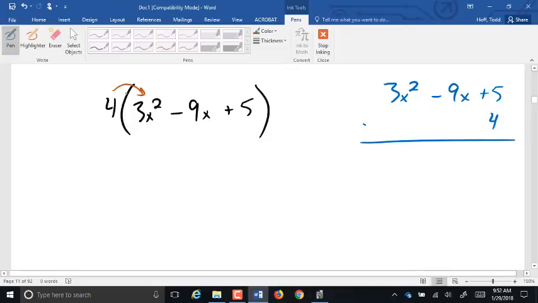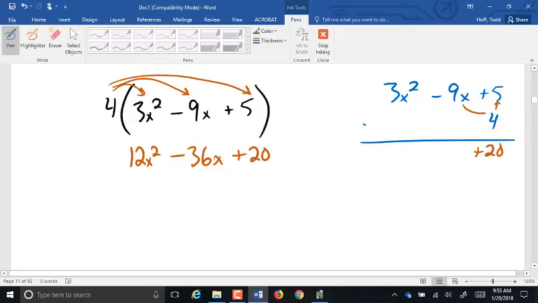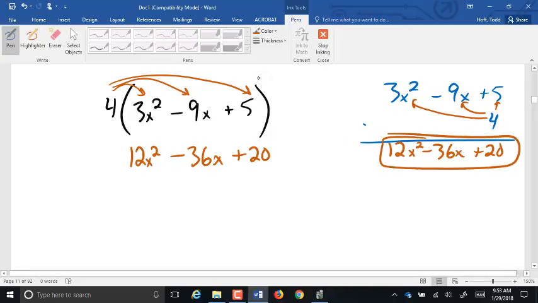4 times 3x squared is 12x squared. 4 times negative 9x, negative 36x. And 4 times 5, positive 20. We've got the same result over here. 4 times 5 is positive 20. 4 times negative 9x is a negative 36x. 4 times 3x squared is a 12x squared. Any questions? Okay.